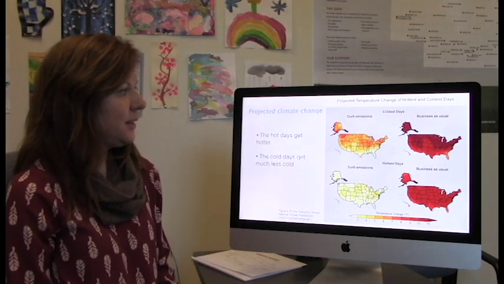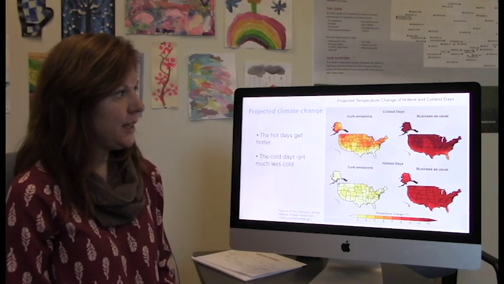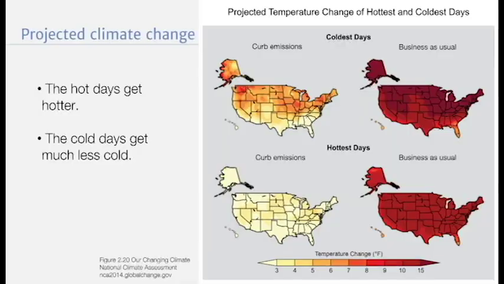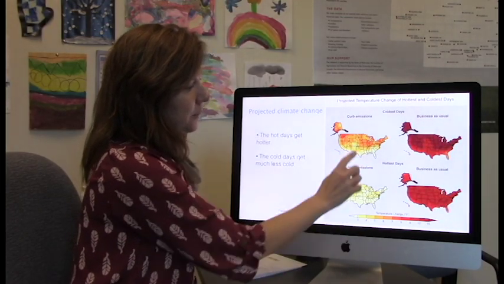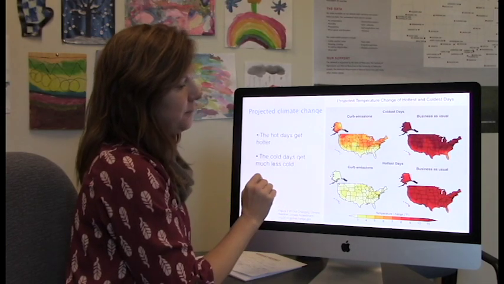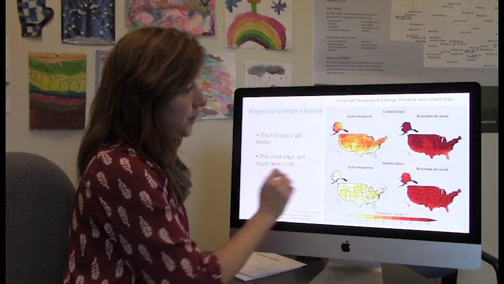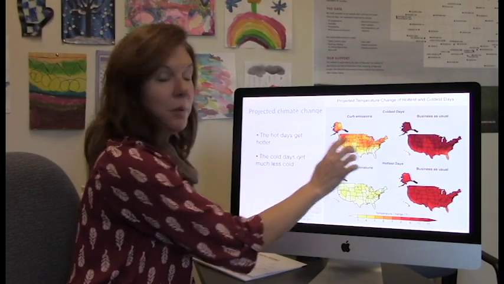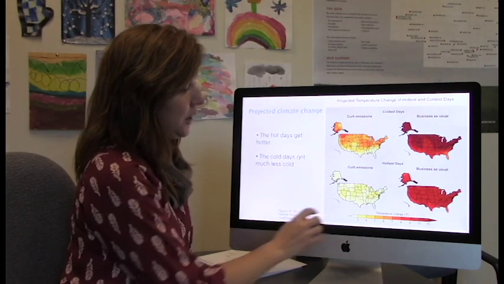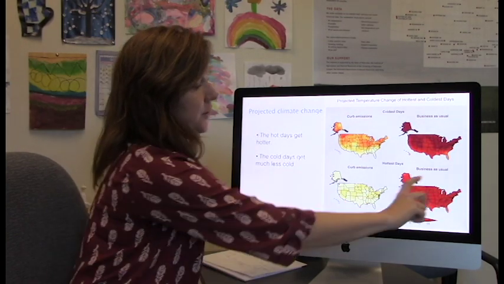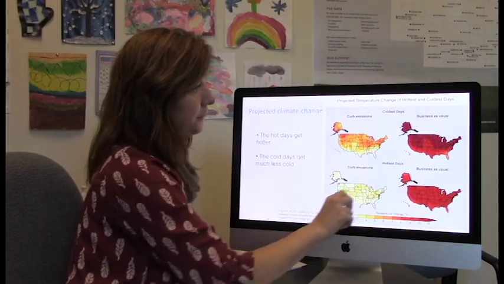So this gets at the occurrence of the hottest and coldest days of the year. On the top we have the coldest days of the year. If we just focus on this, this is the curbing emissions scenario, and this is the business as usual scenario. So even if we curb emissions now, the temperature change in the coldest days of the year will get quite a bit warmer than what they are now, so not nearly as cold days.